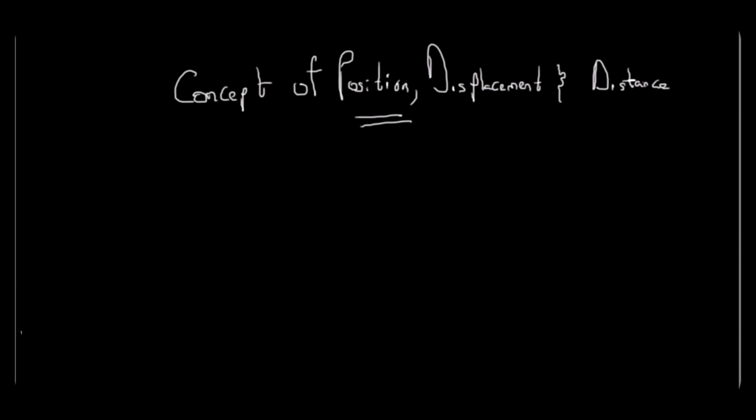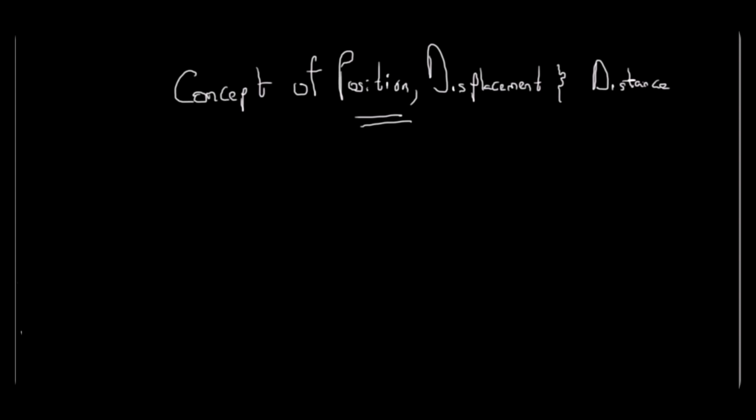Hi, today we'll be talking about the concept of position, displacement, and distance. In an attempt to describe motion, we are going to be making use of 6 different quantities. The first being position, displacement, distance, speed, velocity, and acceleration. But for the sake of this video, we will only talk about position, displacement, and distance.